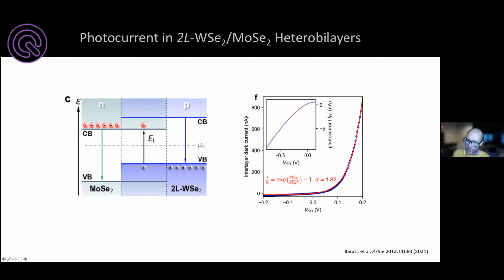And so if you look at the current voltage characteristics, you get very, very good diode characteristics where the, what's usually called the ideality factor in a diode, it's very close to 2, which is quite good for TMDs and van der Waals materials. And you get very, very large photocurrents that we studied.